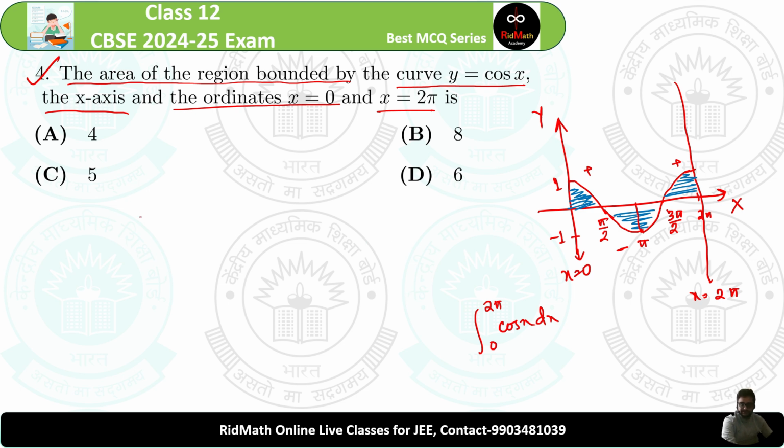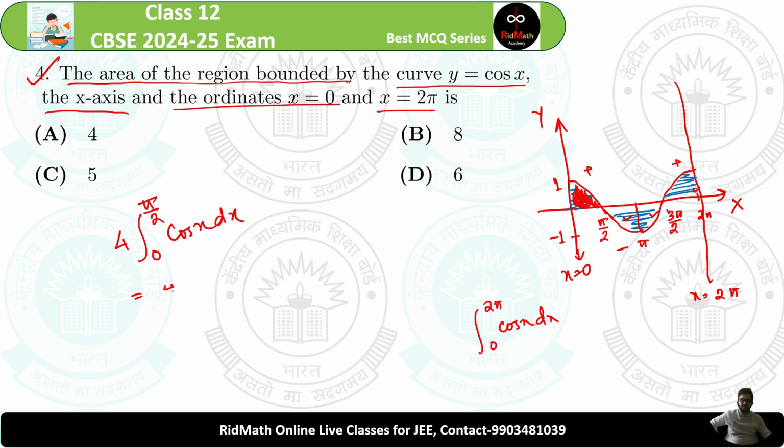So you have to integrate from 0 to pi by 2, and see that 0 to pi by 2, pi by 2 to pi, pi to 3 pi by 2 and 3 pi by 2 to 2 pi, all areas are equal. So we have to multiply 4 with this first area. We will find this area and multiply it with 4 to get all the areas, and all will be positive. So 4 into integral 0 to pi by 2 cos x dx.